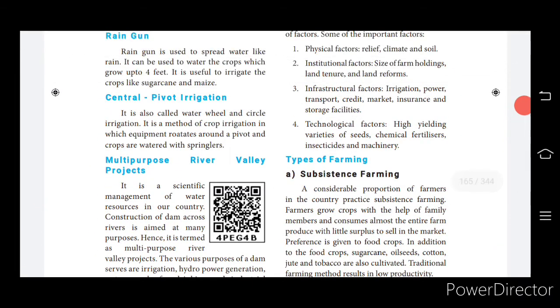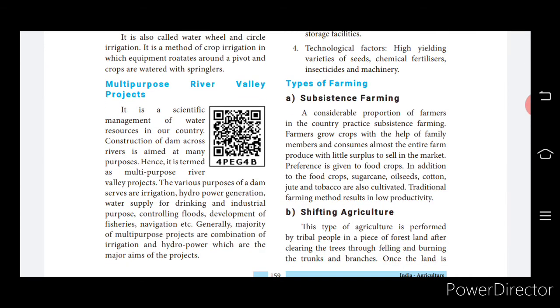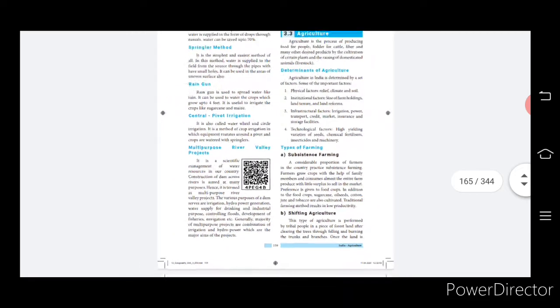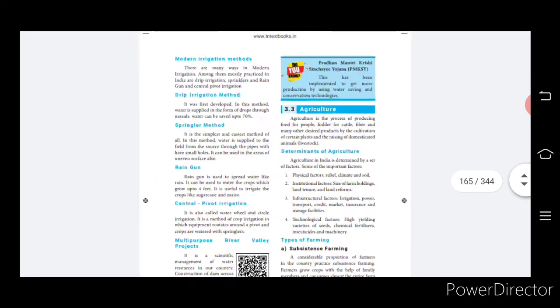Now coming to the multi-purpose river valley projects. You can understand this with the presentation. It is a scientific management of water resources in our country. Construction of dams across rivers is aimed, and generally the majority of multi-purpose projects are a combination of irrigation and hydropower, which are the major aims of the projects. Now coming to the agriculture part.